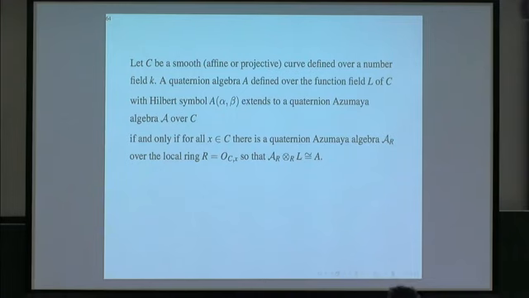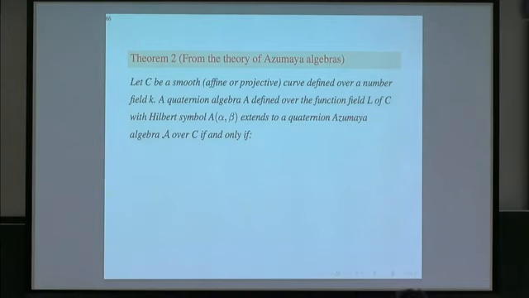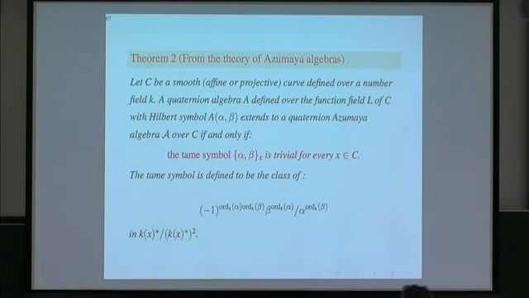So I've got a kind of warning here, actual definition. You know, we don't need to see that. But the key thing is that the quaternion algebra given by the Hilbert symbol extends to this Azumaya algebra if and only if there's a certain condition involving the so-called tame symbol. And so the tame symbol is this class in the residue class field mod squares, and you have to go in and compute that. Okay, so that's the thing that's an obstruction to this local Azumaya algebra existing.